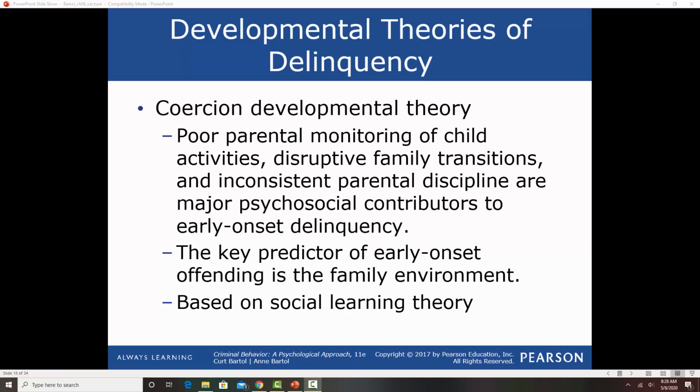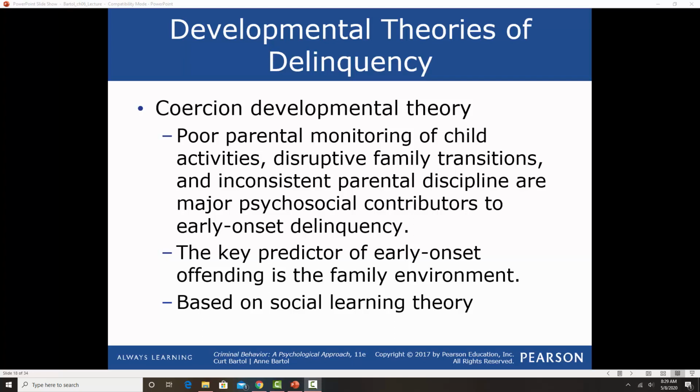All right, that brings us to coercion development theory. This one was developed by Gerald Patterson in the 1980s. Like Moffat's theory, Patterson suggests early starters are at the greatest risk of more serious offending. This is kind of the difference: he places emphasis on the role of parents as the key factor. Poor parental monitoring of a child's activities, disruptive family transitions like divorce, inconsistent discipline, all of those, he says, play a key factor in the early onset of delinquency.